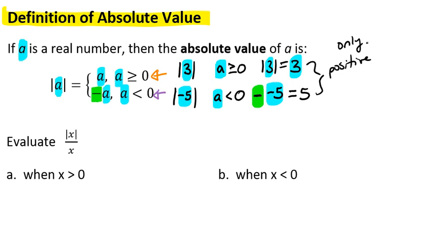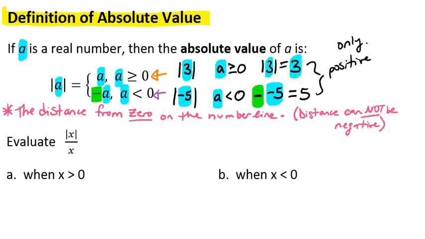I prefer to think about it as the distance from 0 on the number line, and distance can't be negative. I feel like that way is just a little bit easier to understand. So let's practice evaluating. Here we have the expression, the absolute value of x divided by x. And for our first situation, we're told that x is greater than 0.